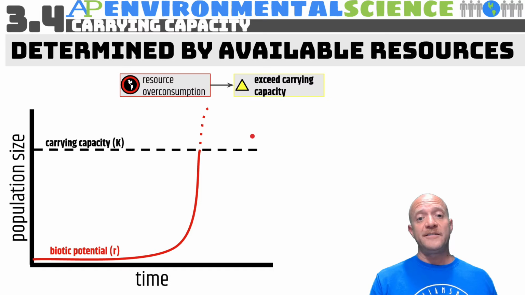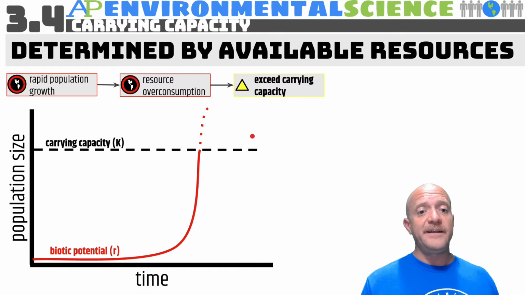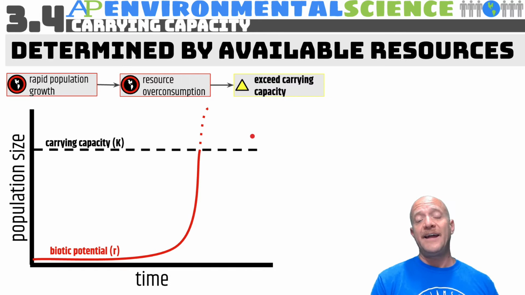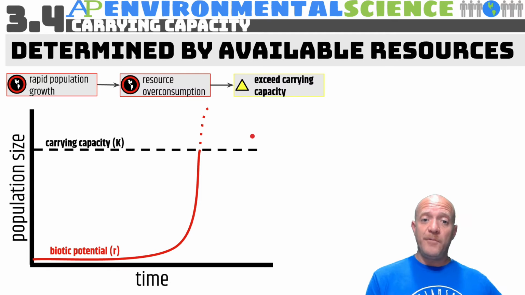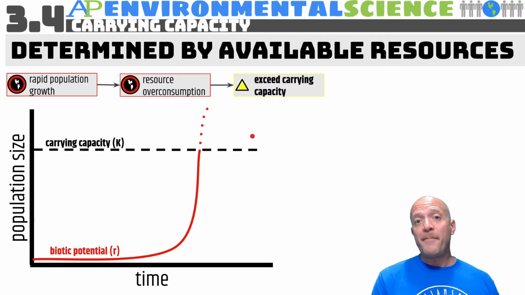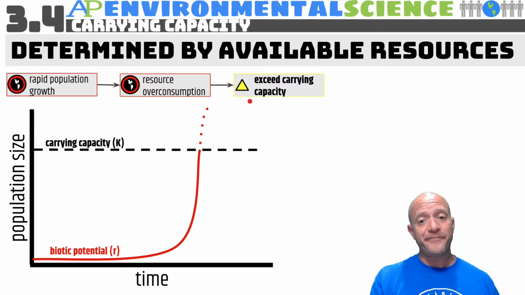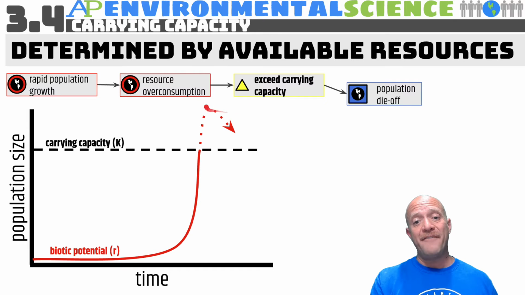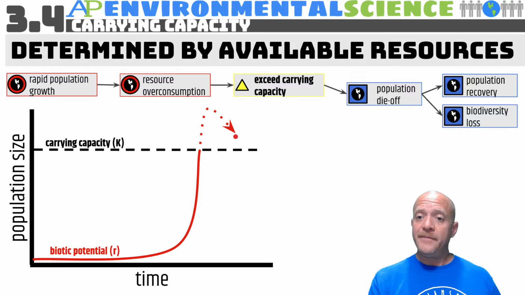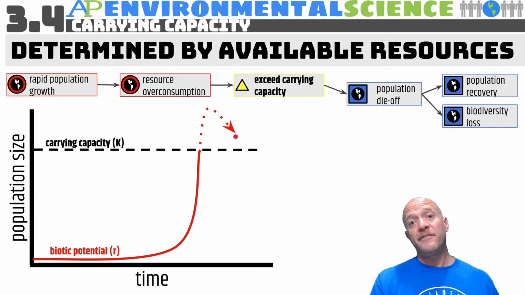And the cause of that is a rapid population growth. So again, when you have a rapid population growth, that population is going to overconsume whatever resources are available, then it's going to exceed the carrying capacity, and then what happens is you'll have a population die-off. Now, two things can happen. Either the population can recover, and it will go back up, or you will have biodiversity loss. So those are the two possible outcomes.